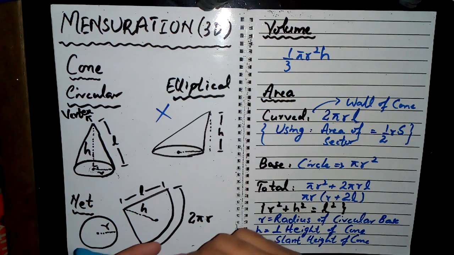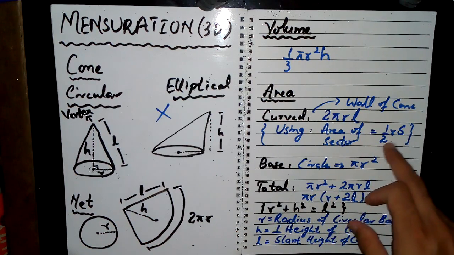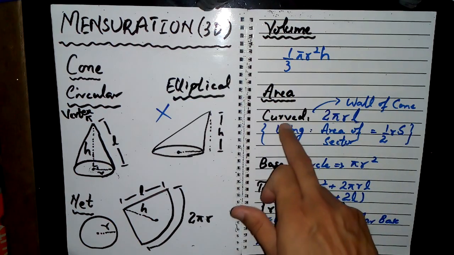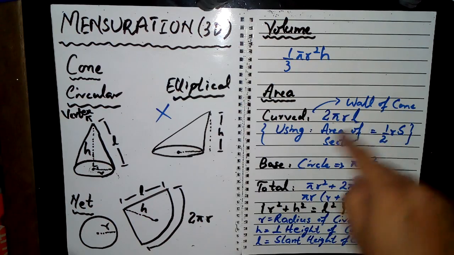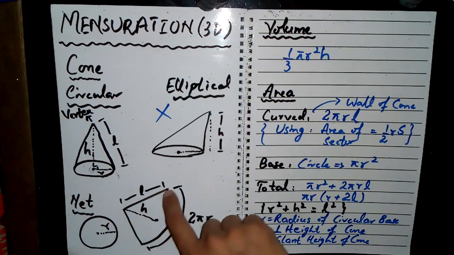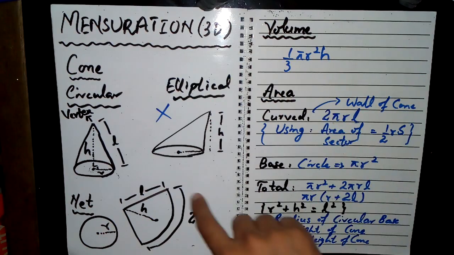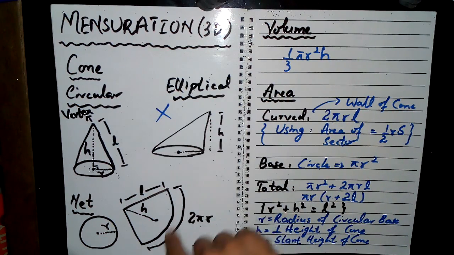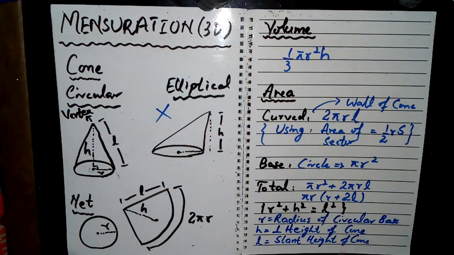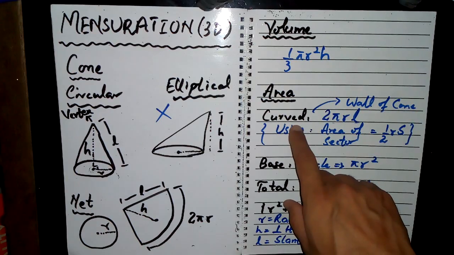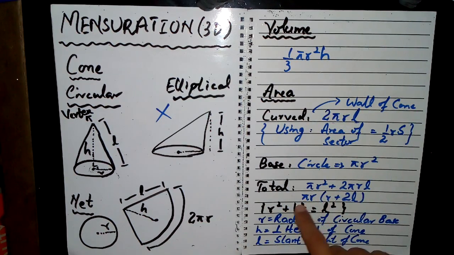We know the area of a sector has the formula half r s. By using this formula, we get the curved area of the cone, which becomes pi r l, because l is behaving as the radius of the sector, while 2 pi r is the total arc length, which was the base of the cone, in fact a circle. Therefore the curved area of the cone will be pi r l. So the total surface area for the cone will be pi r square, that was the base of the cone, plus the curved surface, pi r l.